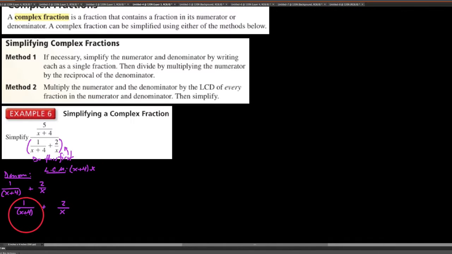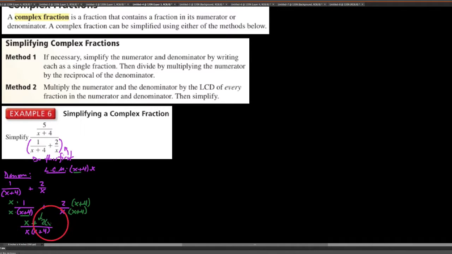So that is to say that over here we already have an x plus 4, which is on our list. We just need an x. So we're going to take the top and the bottom here times an x. And over here where we have 2 over x, well, we need the x plus 4. So we're going to take the top and the bottom times this x plus 4.